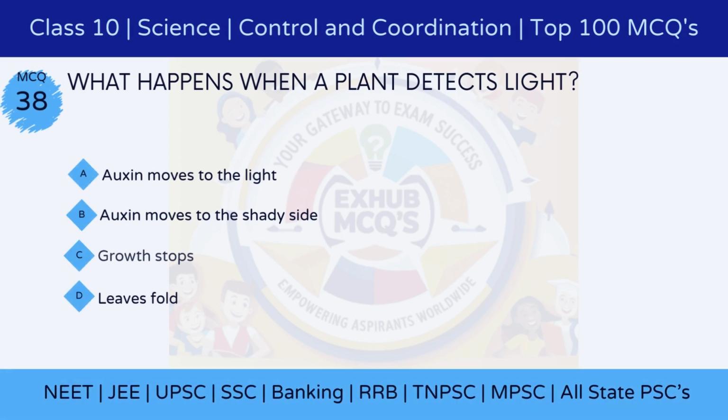MCQ 38. What happens when a plant detects light? Option A, auxin moves to the light. Option B, auxin moves to the shady side. Option C, growth stops. Option D, leaves.